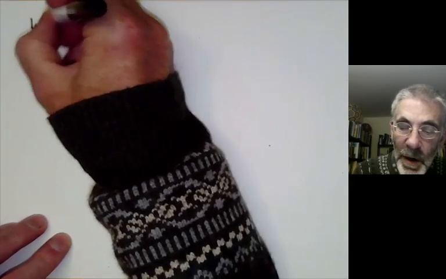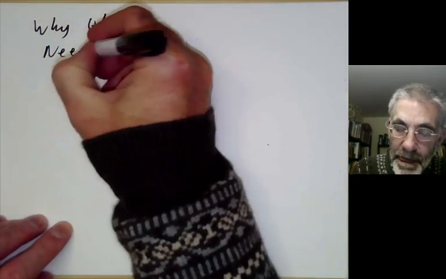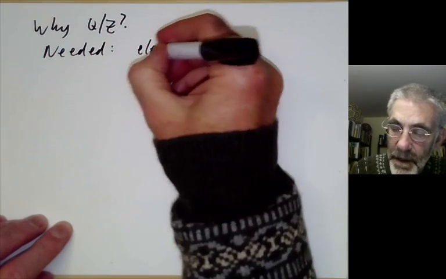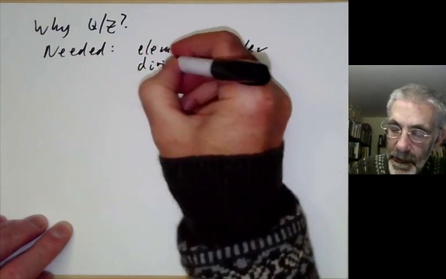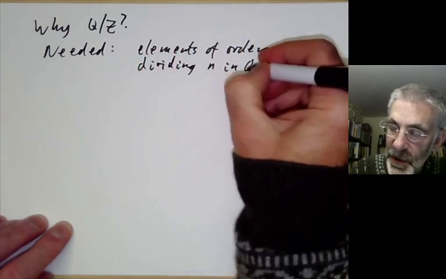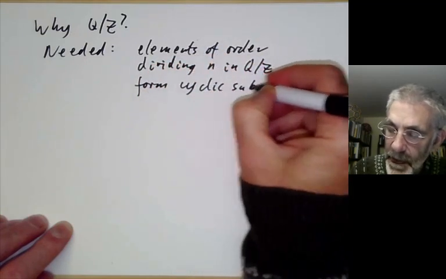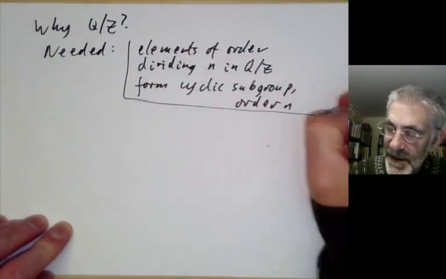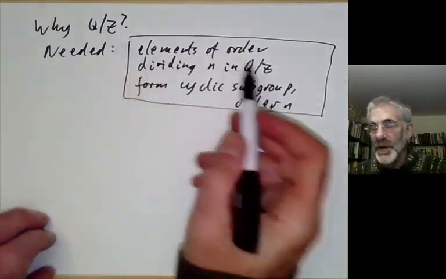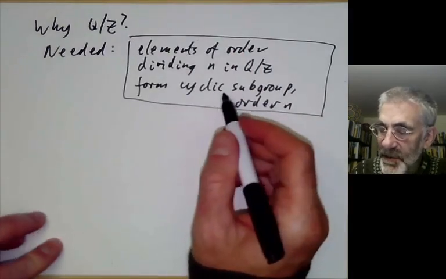And next you can ask, why do we use Q over Z? Well, what is the property of it that we needed? We needed the elements of order dividing n in Q over Z to form a cyclic subgroup of order n. So this is the property of Q over Z that we use in order to prove this duality theorem. And there are several other closely related groups we could use instead.